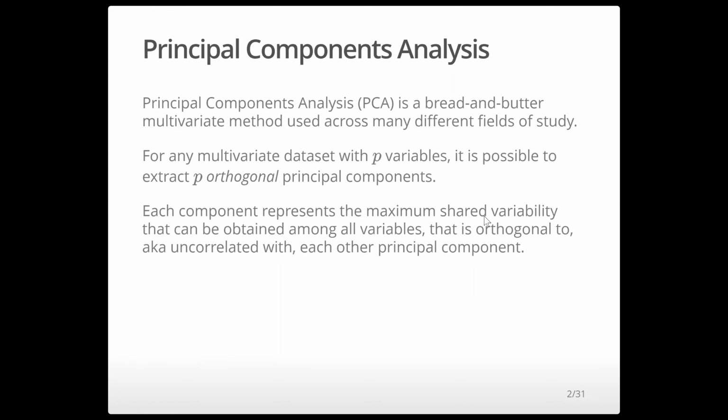So the idea is that when we have a multivariate data set with a bunch of variables, it's possible to extract the same number of orthogonal principal components, where each component represents the maximum shared variability that can be obtained among all of the other variables that's orthogonal to each other principal component. So it's really a way of extracting as much information as you possibly can from the data, and then figuring out how much information is left over and extracting the most from that, and then finding out how much information is left over after that and extracting the most from that until you run out of information to extract.